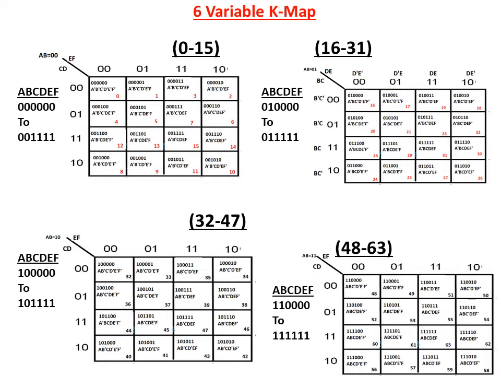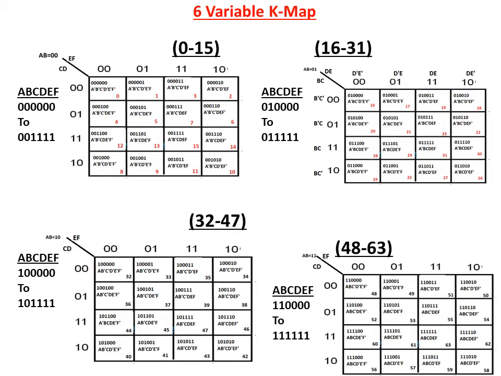The 6 variable K map. 2 power 6 is equal to 64, so 0 to 63 cells are used here. For a 6 variable K map, to implement that we are using 4 variable K maps.